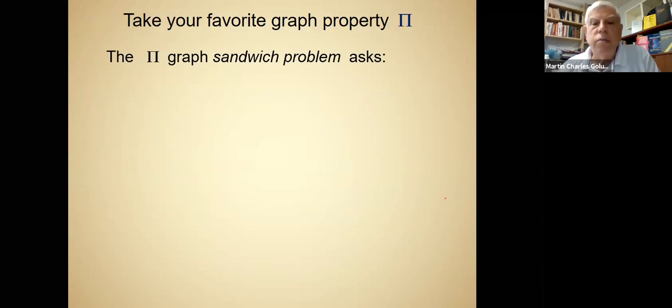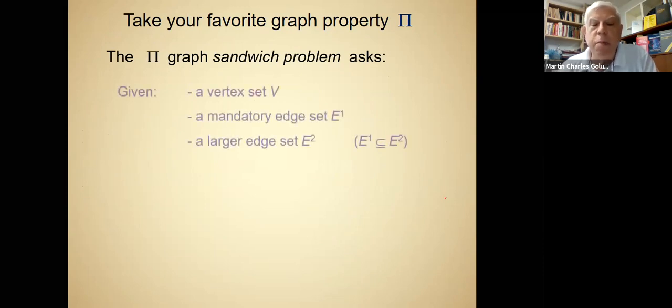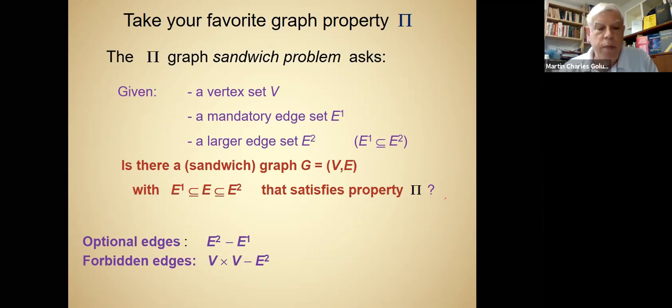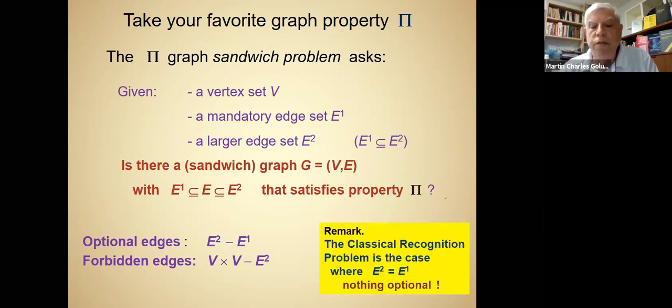Let's take our favorite property of a graph called pi. In the pi graph sandwich problem, as many of you know, you're given a set of vertices V, a mandatory set E1, and a larger set E2 that contains E1. And we ask, is there a sandwich graph G whose edge set is sandwiched between E1 and E2 that satisfies the property we're looking for, pi? The optional edges are E2 minus E1, and the forbidden edges are all possible edges minus E2. If E2 is equal to E1, there's nothing optional, then that's just the recognition problem.